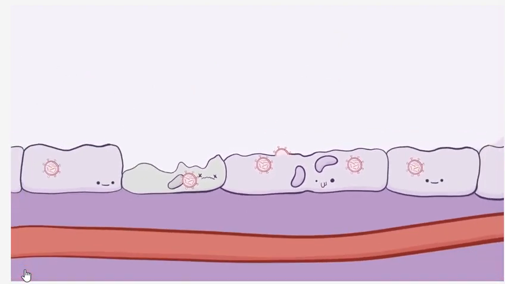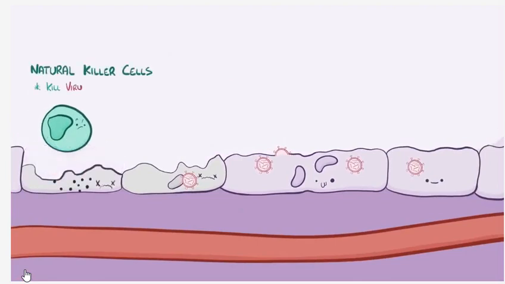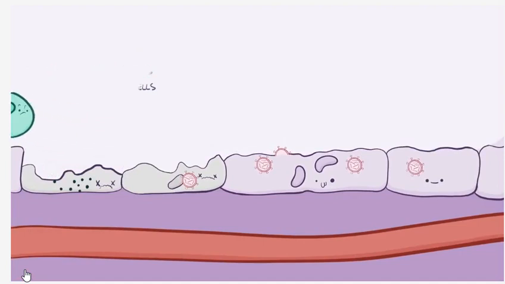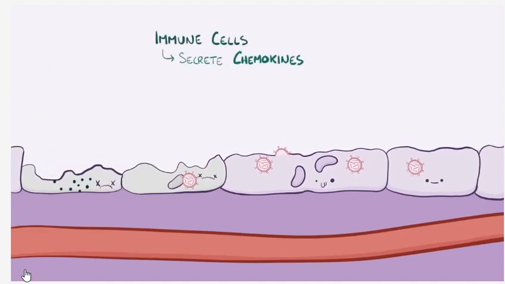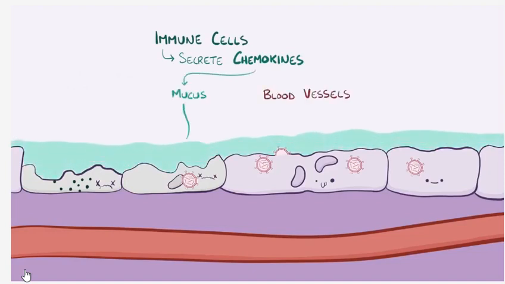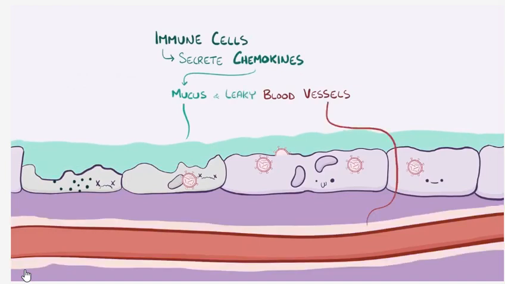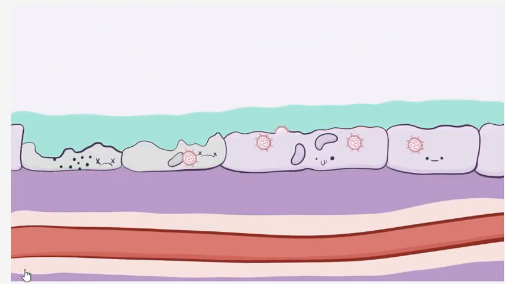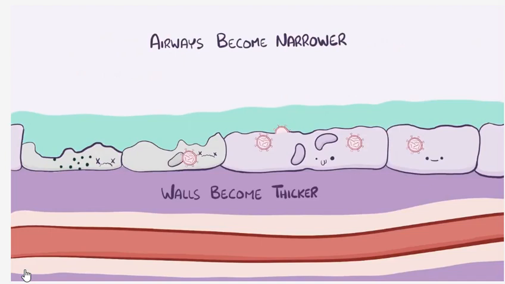The cellular destruction attracts nearby immune cells, like the natural killer cells, whose job it is to kill the virus-infected cells. Immune cells release various chemokines, which create an inflammatory reaction that makes epithelial cells secrete more mucus and makes the blood vessels in the walls of the airways more leaky. More immune cells and more fluid enters the damaged areas, creating inflammation and swelling. The extra fluid in the walls of the airway make the walls thicker and narrows the airway.